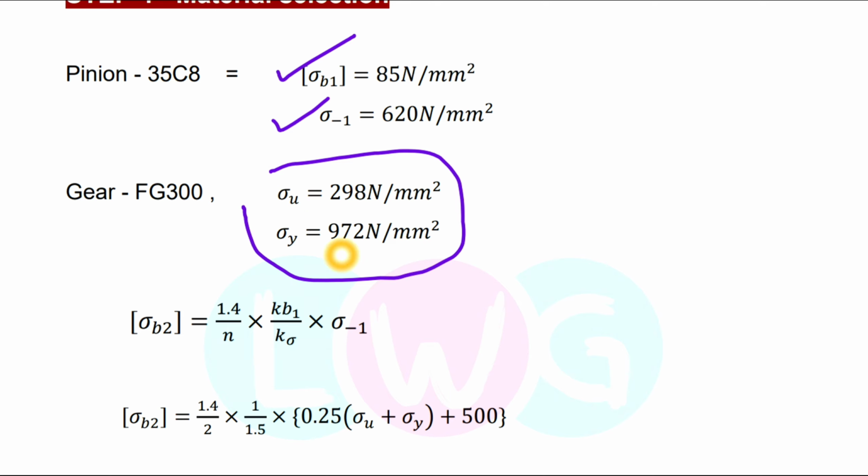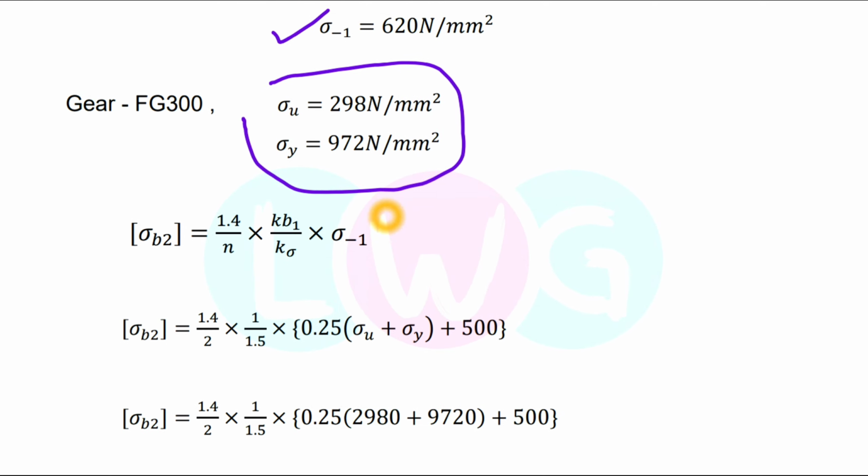Ultimate stress and yield strength you will get from the data book. Then move to the gear; we will find the gear bending stress. So the formula is equal to 1.4 upon n into Kb1 upon K sigma into sigma minus 1. This formula you will get from PSG 8.18.